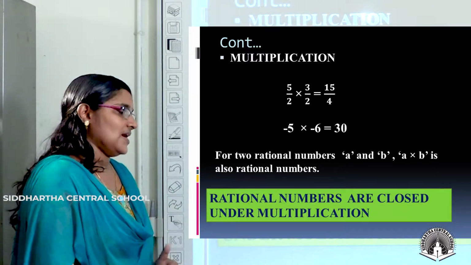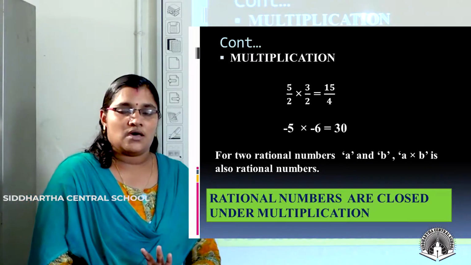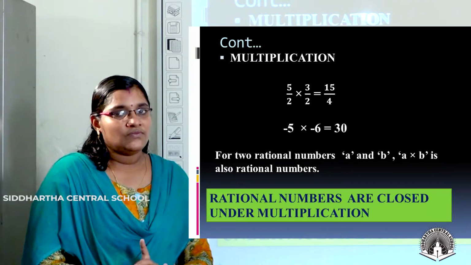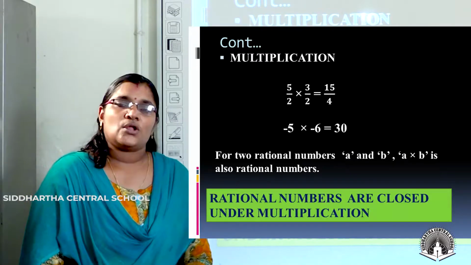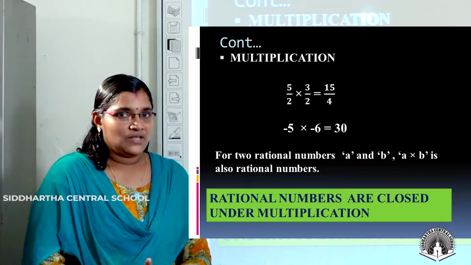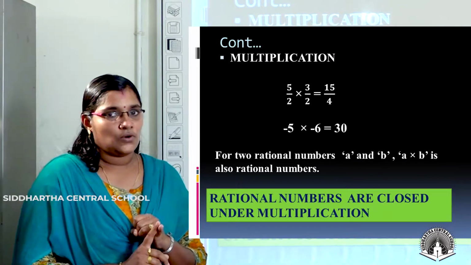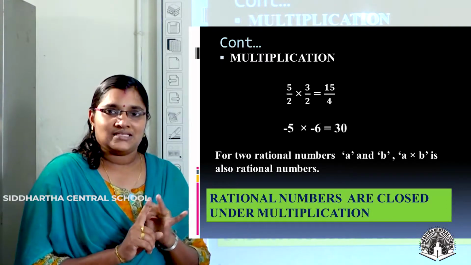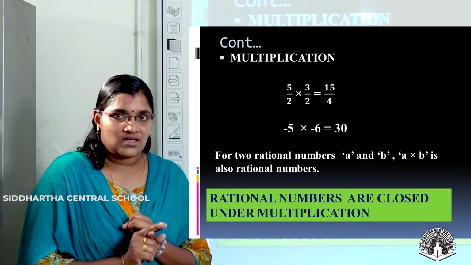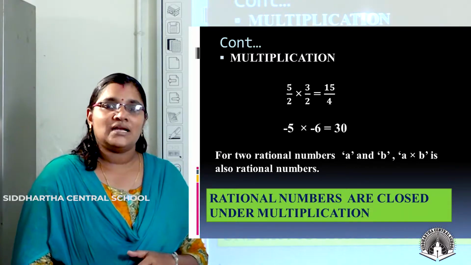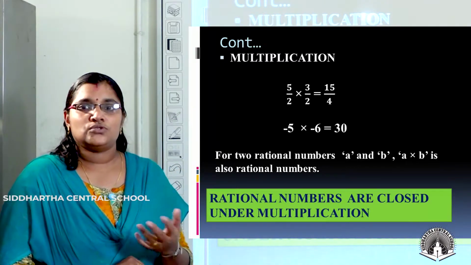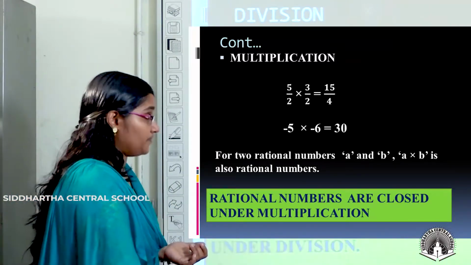So we can say that rational numbers are closed under which operation? Multiplication. So rational numbers are closed under multiplication. Rational numbers are closed under addition, rational numbers are closed under subtraction, and third, rational numbers are closed under multiplication. Then we can move to our next operation.